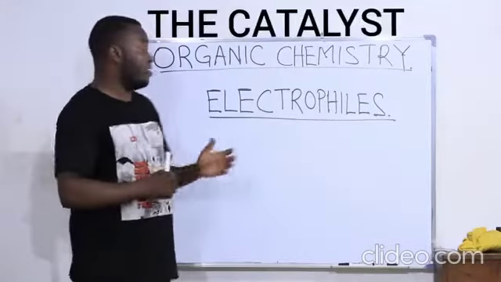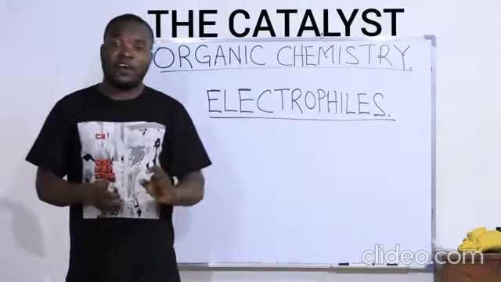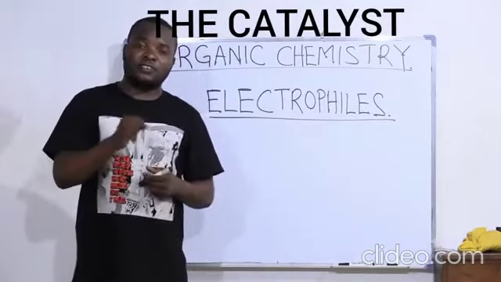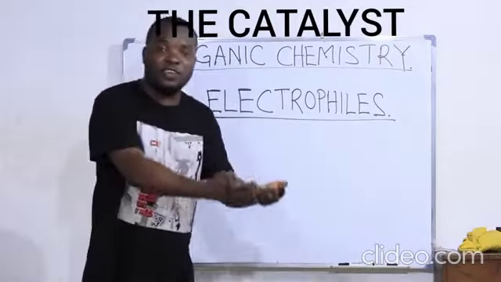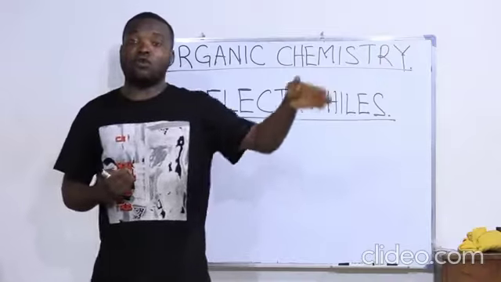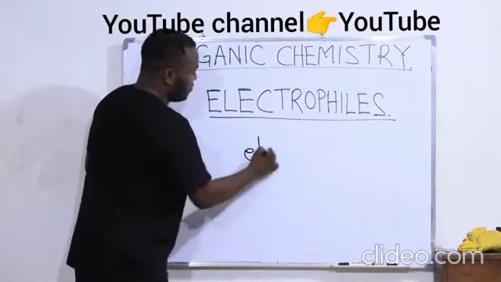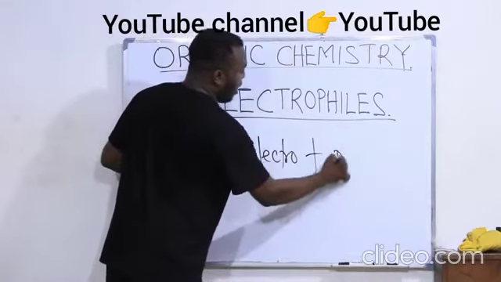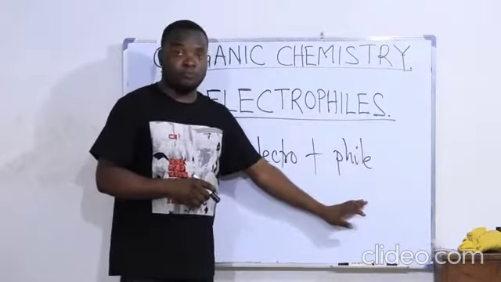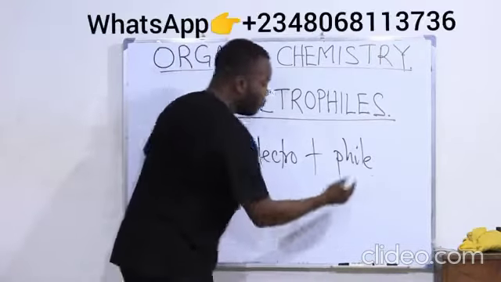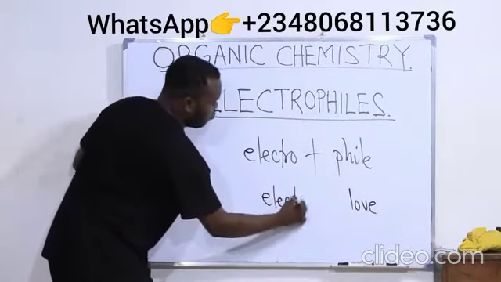Today we'll be looking at electrophiles. What are electrophiles? Electrophiles are substances which are electron deficient that can accept electrons from an electron-rich substance. Now remember, electrophile simply means electro plus phile. In our philosophy, we call this philia, love. The full meaning of philia is love. Electro here simply stands for electron.